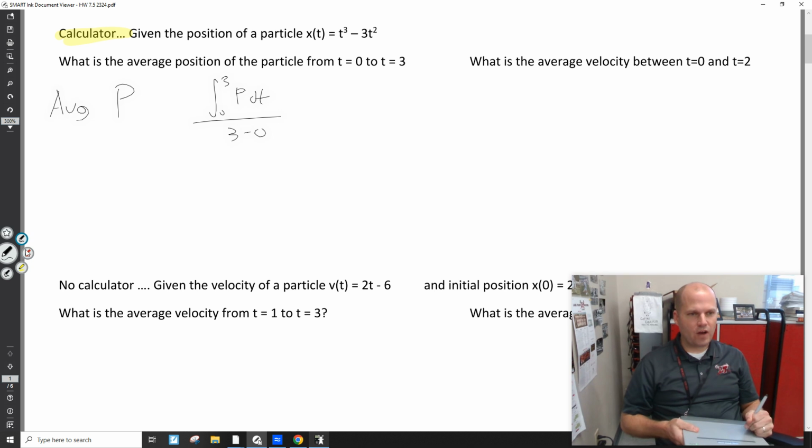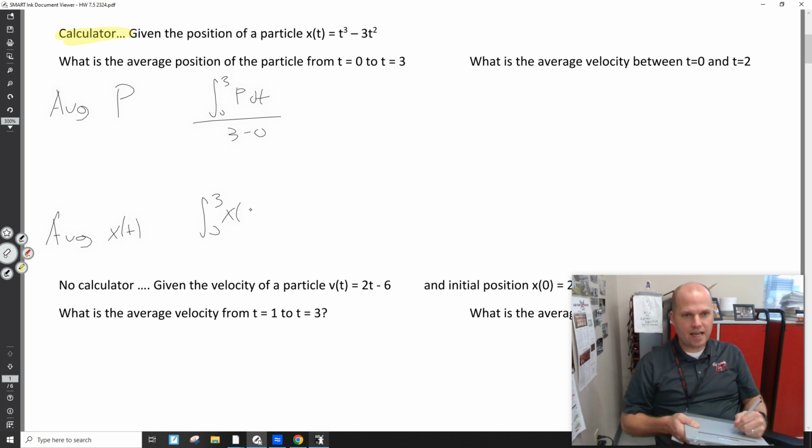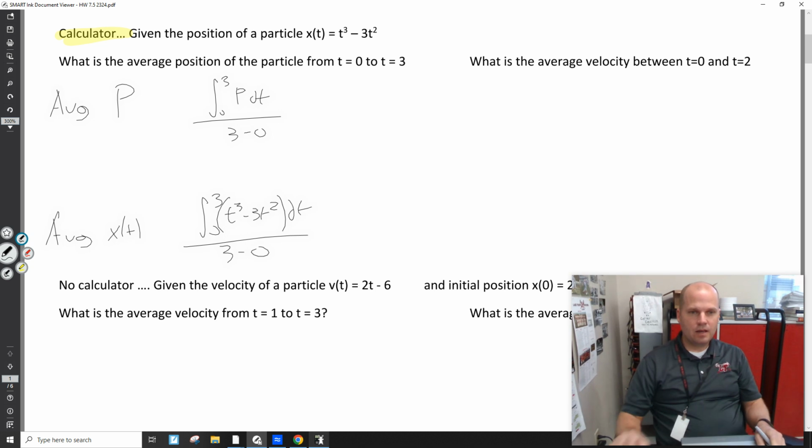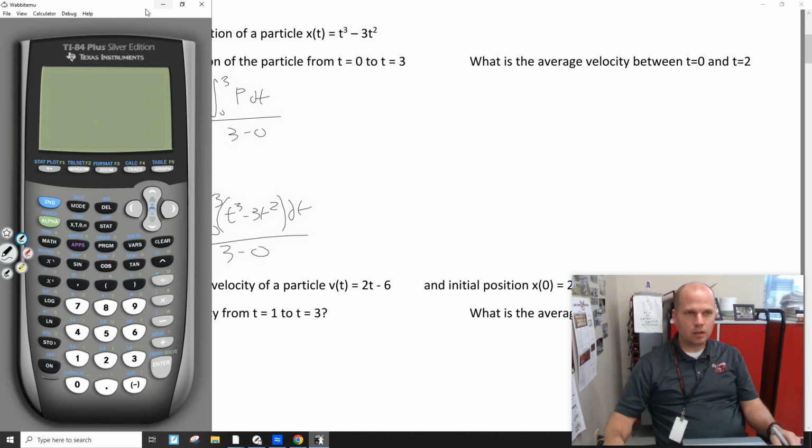So if I want to find the average position and I have a calculator, I'm just immediately plugging this into my calculator. I'm not going to do a full sign analysis. I'm not going to do anything crazy. If I have a full sign analysis, great, maybe that'll help you, but actually, it doesn't in this situation. I break out my calculator.